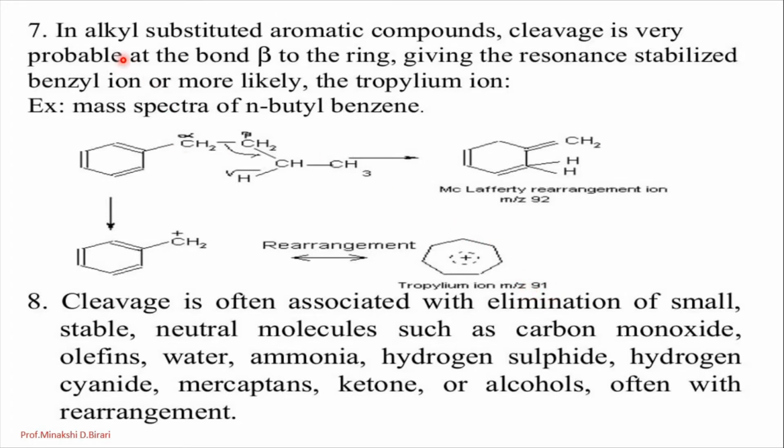If an alkyl substituent is present on the aromatic compound, then the cleavage occurs at the beta position to the ring. So the bond which is present beta to the ring undergoes cleavage, and that will give rise to the formation of a benzyl ion, which further undergoes resonance stabilization or rearrangement that leads to the formation of a tropylium ion. And due to the formation of the tropylium ion, we get the peak at M by Z 91.